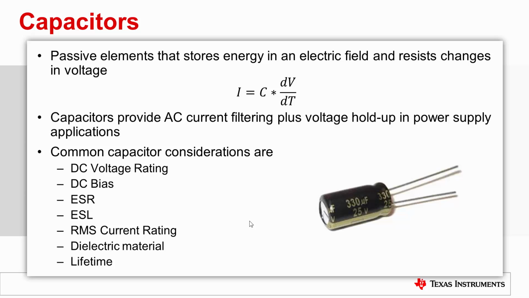ESR also affects the voltage dip during a transient event due to IR drop. In addition, ESR also limits the RMS current rating of the device. As the RMS current increases, the losses in the capacitor due to I²R increases. Lastly, dielectric material and lifetime are important considerations. Capacitor failure due to exceeding the number of hours of operation is one of the most common failure mechanisms in consumer electronics.